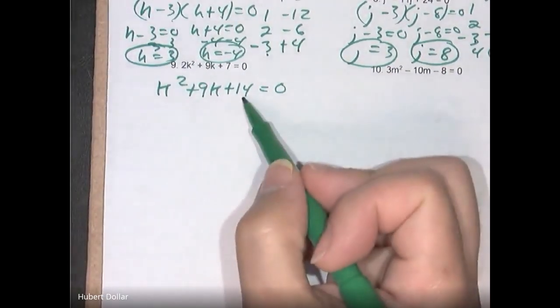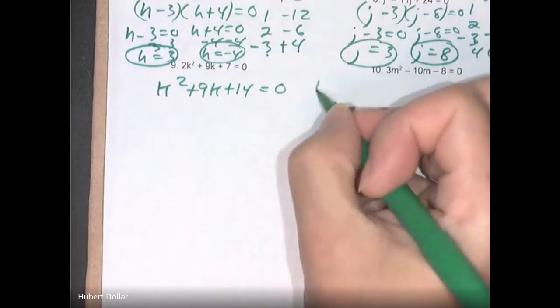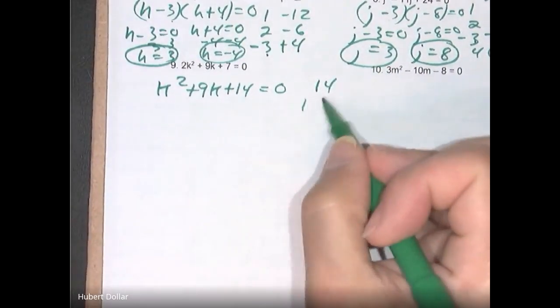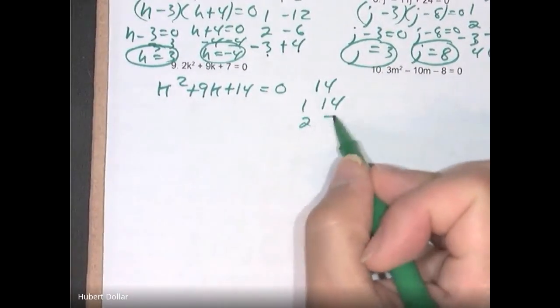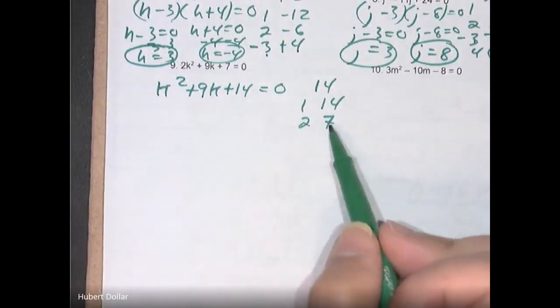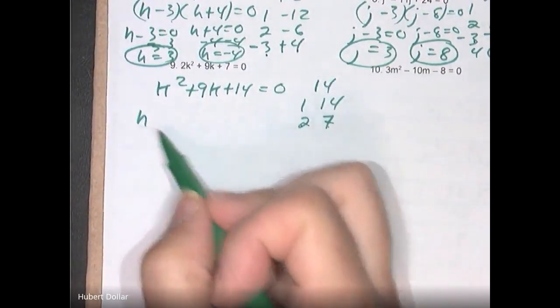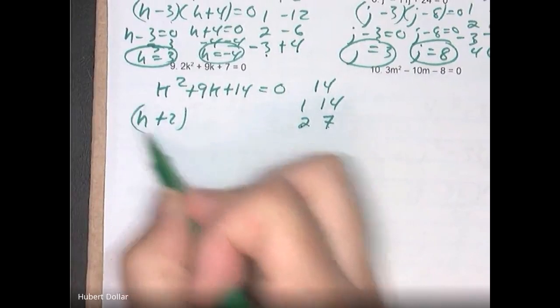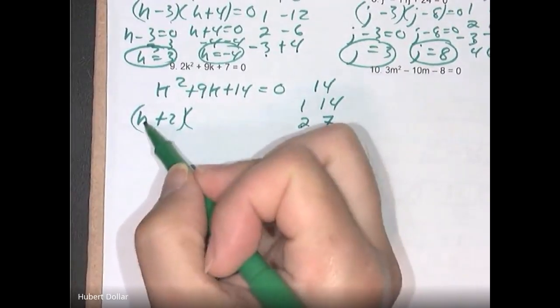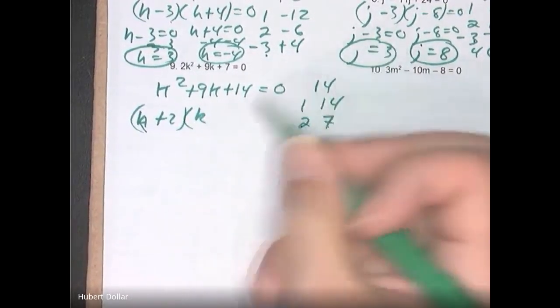Now, we find numbers that multiply to get 14 and add to get 9. Well, numbers that multiply to get 14 are either 1 and 14 or 2 and 7. 2 plus 7 is 9. So you have (k plus 2) and (k plus 7).